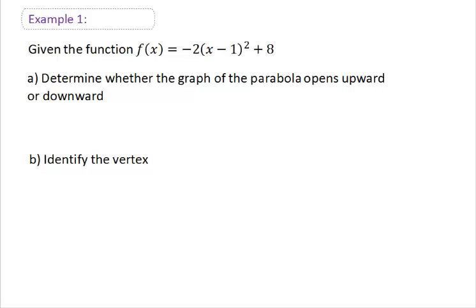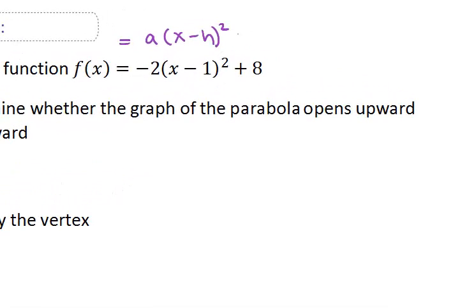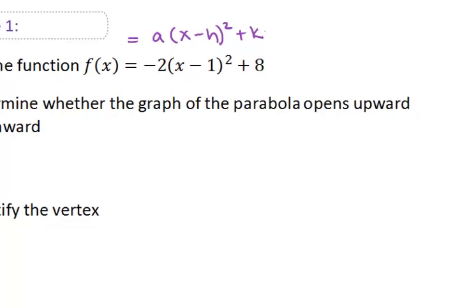My example is negative 2 times x minus 1 quantity squared plus 8. And I want to compare that to my a times x minus h squared plus k, where h and k will give me my vertex, and my a value will figure out whether my parabola opens up or down. So pause the video and see if you can figure out the answer to part A and B of this example.